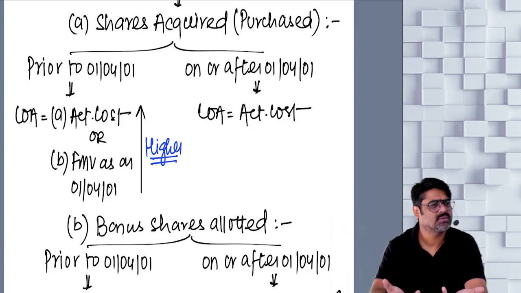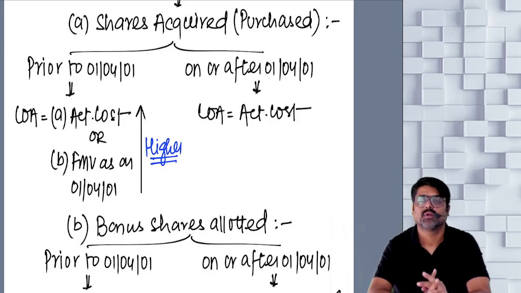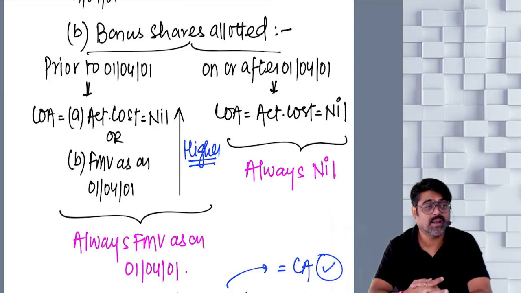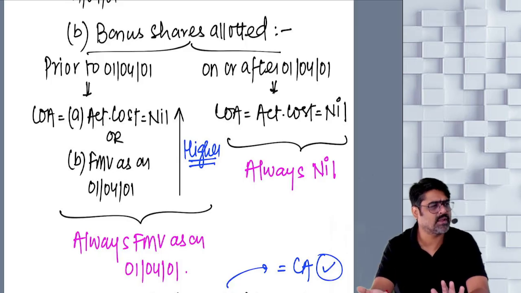Actual cost. Purchase price plus purchase related expense. Actual cost, yes or no? If the shares are acquired prior to 1st April 2001, actual cost or fair market value as on 1st April 2001, whichever is higher. Done. Now based on the original shares which you have purchased, can you get bonus shares? What will be the cost of acquisition of the bonus shares? Actual cost, which is nothing but nil.